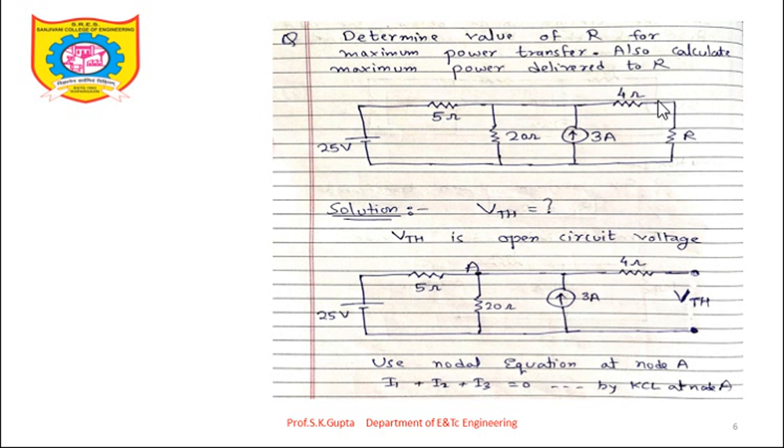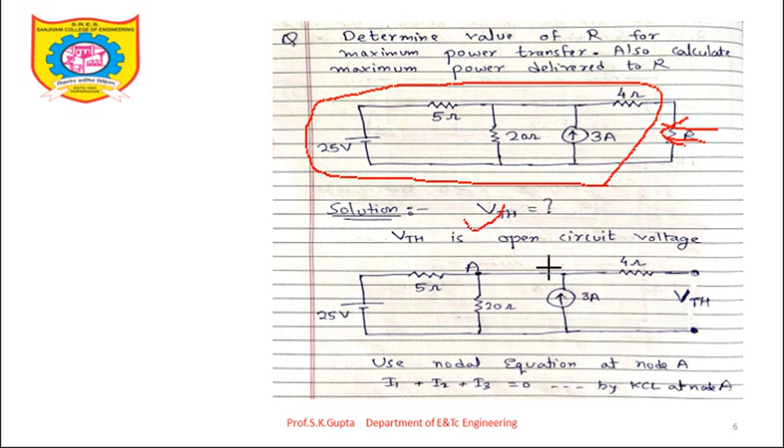So what we will do, we will convert this big network into its Thevenin equivalent. That means voltage source in series with RTH resistance, by looking at this terminal. So first we will try to find out VTH. So we know that VTH is the open circuit voltage. So we will make it open circuit branch over here.